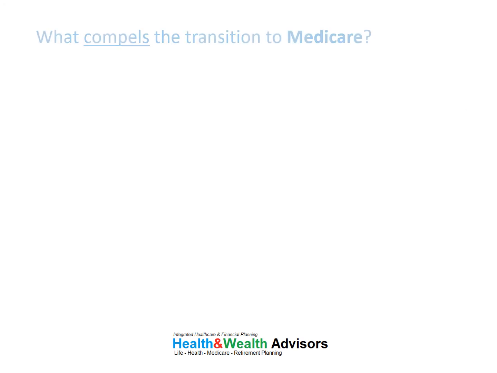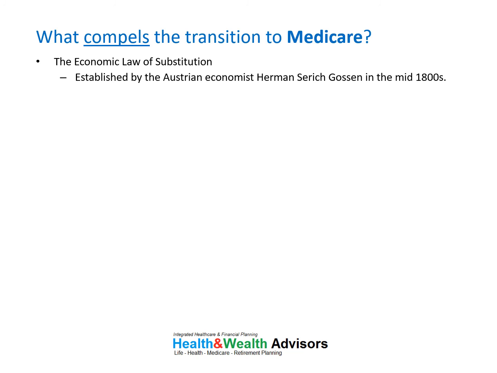What compels the transition to Medicare? Medicare eligibles motivated to transition to Medicare after being exposed to the known cost of suitable Medicare plan options is explained by the economic law of substitution. The economic law of substitution was established by Austrian economist Hermann Heinrich Gossen in the mid-1800s.